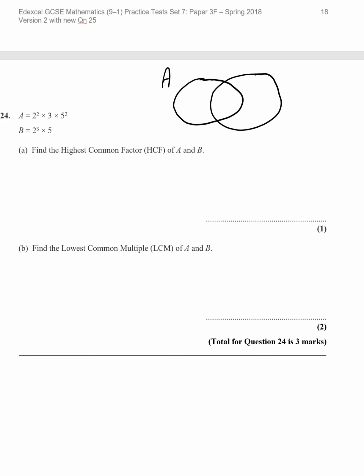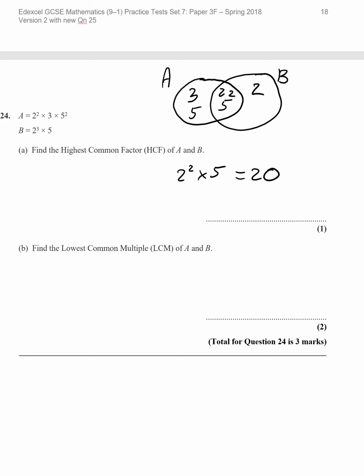So we've got A and B, common to both, 2 2s. B's got an extra 2. A's got a 3, and then we've also got 5 common to both. But A has got an extra 5. So the highest common factor comes from multiplying these together. So it's 2 squared times 5, which is 20.